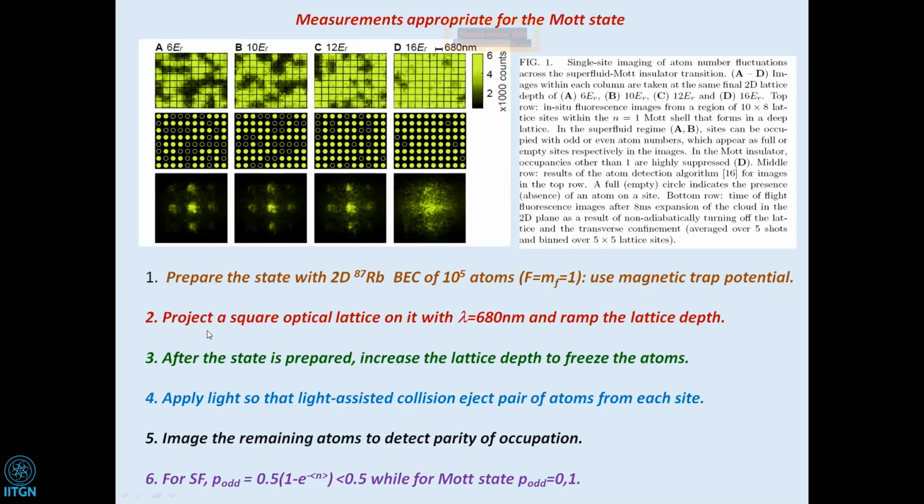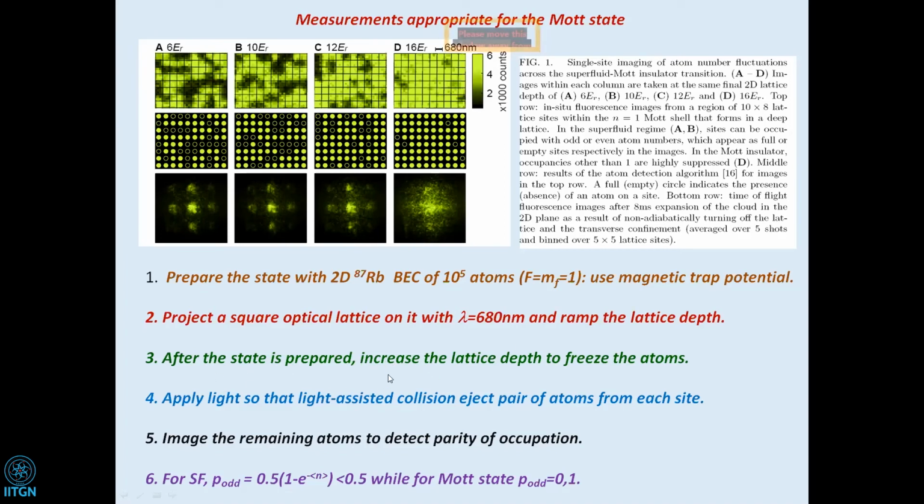Now, what they do is project a square optical lattice on top of this, which means that if the optical lattice is large, they will be creating a two-dimensional Mott insulator. So they ramp the lattice depth, and they could go to 6 times here, or 10 times here, or 16 times here, or any other such value. Depending on your value of the lattice depth, you are going to have either a Mott phase or a superfluid phase: a superfluid phase at low depth, and a Mott phase at large depth.